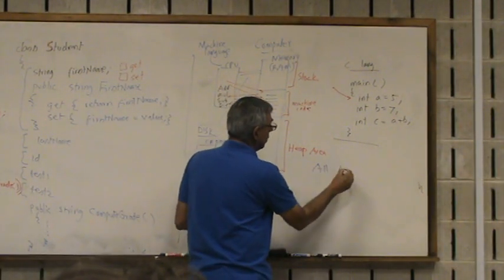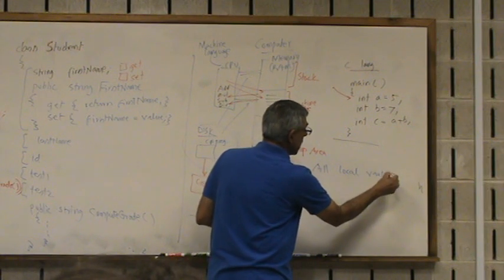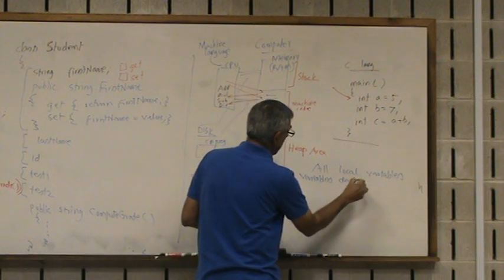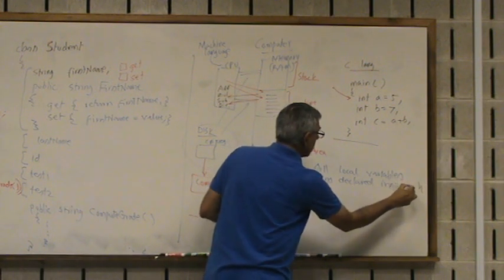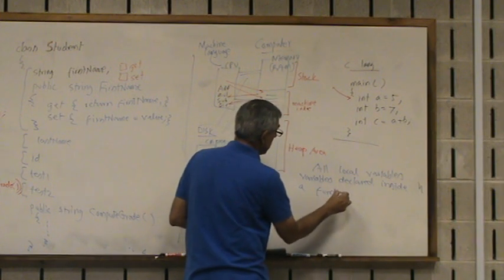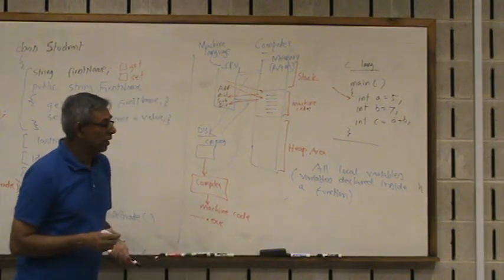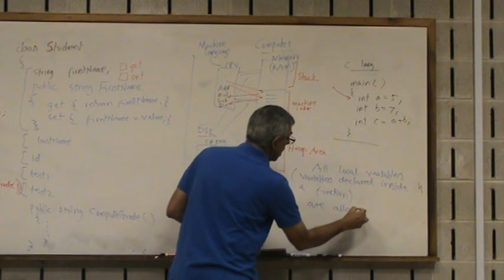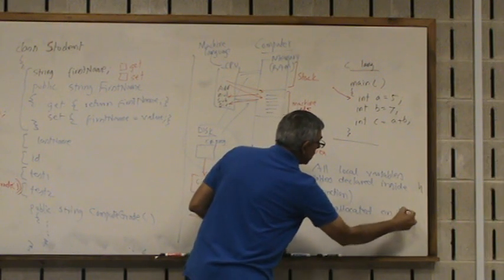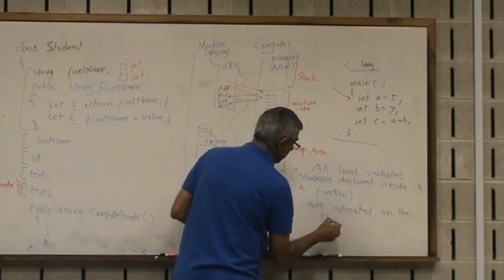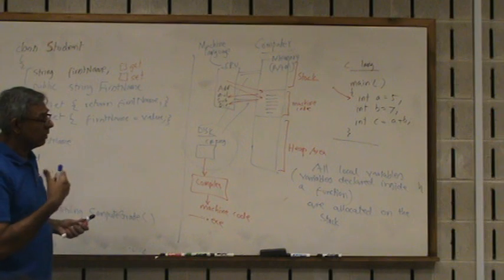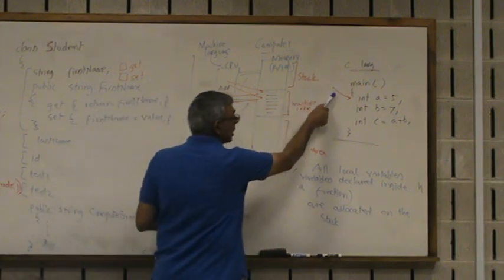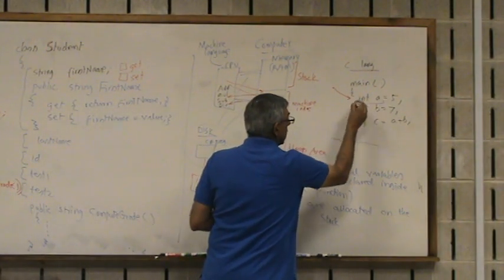So all local variables, meaning variables that are declared inside a function, these are called local variables. The memory for these comes from the stack area. So all local variables are allocated on the stack, meaning the memory for those comes from the stack area. As the computer is executing, it will take a look at int A, for example.